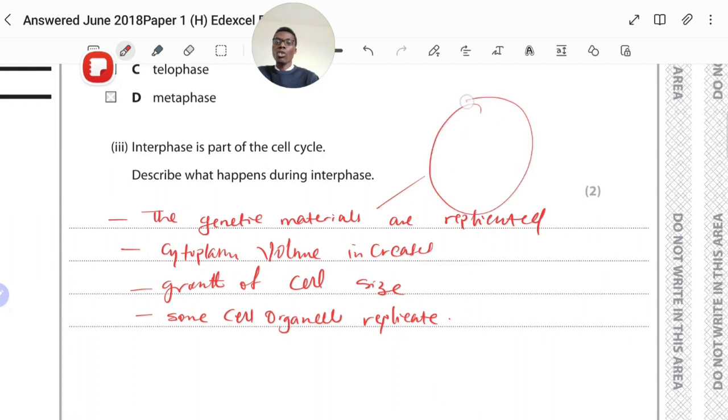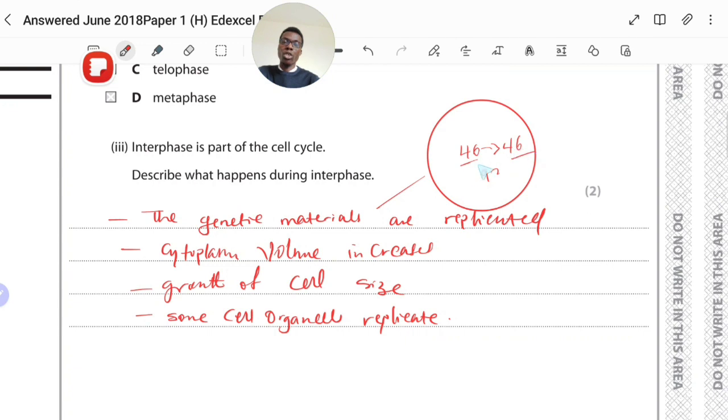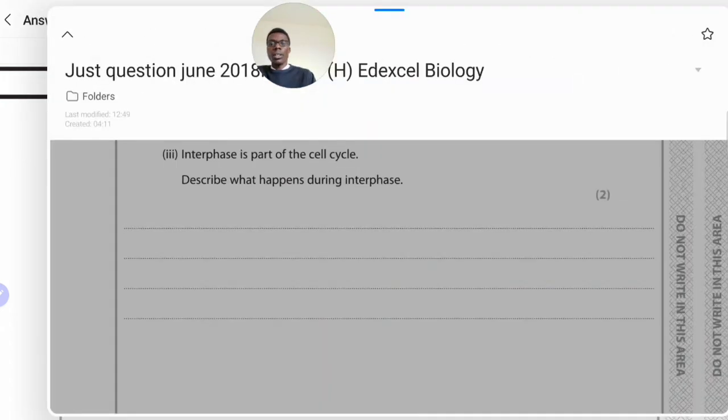If the cell, like in humans, has 46 chromosomes during that period, it's going to become 92. I wrote 46 again because it's going to be another set of 46, so that's going to be 92 altogether, so to say. Please remember, you don't use the word doubles. It's wrong. It doesn't attract marks. You're going to be ignored for that. So the best word to use is duplicate or replicate. All right, moving on.